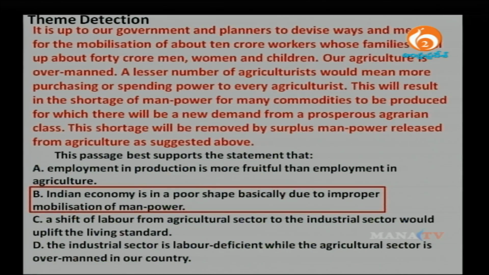The correct answer here is option B. Indian economy is in poor shape basically due to improper mobilization of manpower.